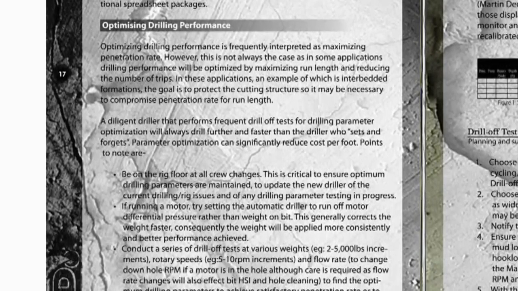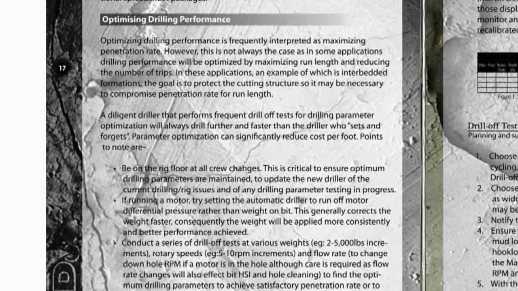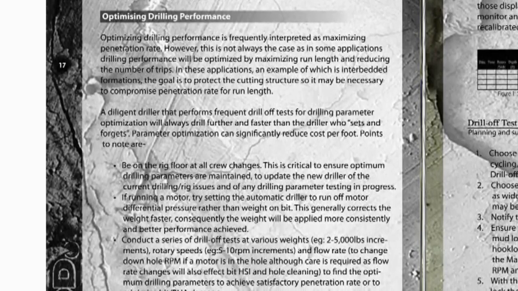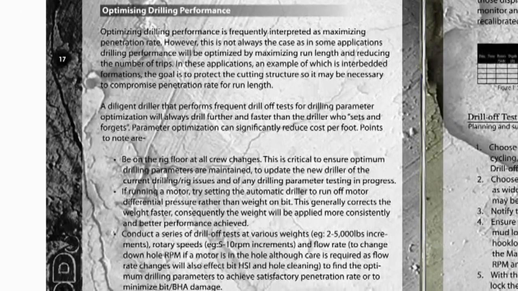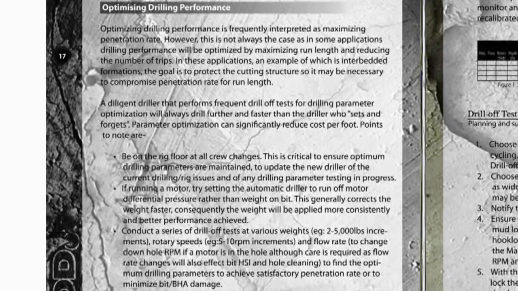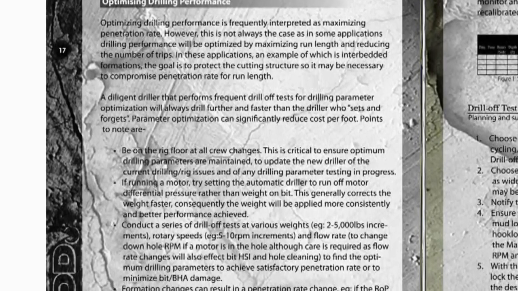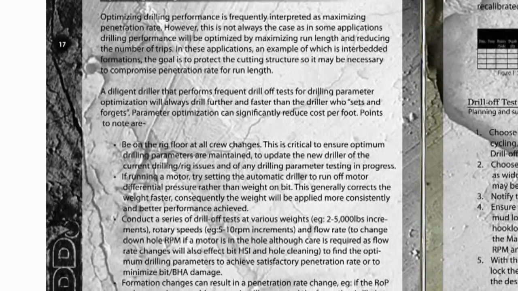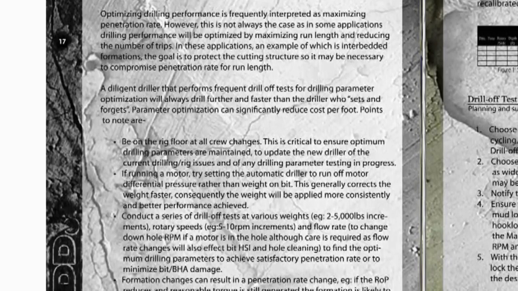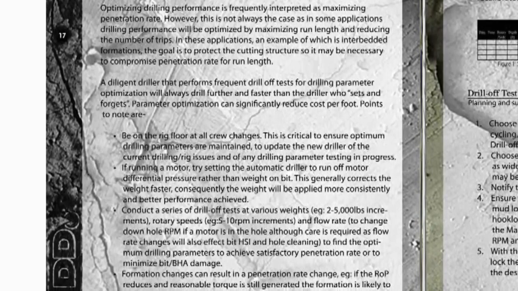Conduct a series of drill-off tests at various weights, for example, 2 to 5,000 pound increments, rotary speeds, for example 5 to 10 RPM increments, and flow rate, to change downhole RPM if a motor is in the hole, although care is required as flow rate changes will also affect bit HSI and hole cleaning, to find the optimum drilling parameters to achieve satisfactory penetration rate or to minimize bit or BHA damage.